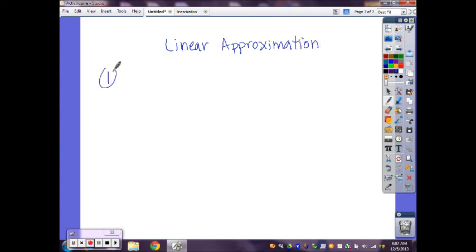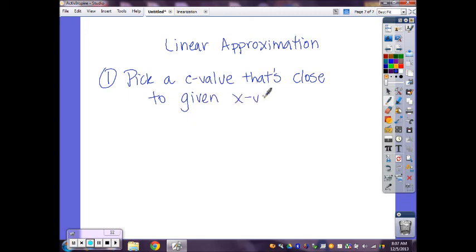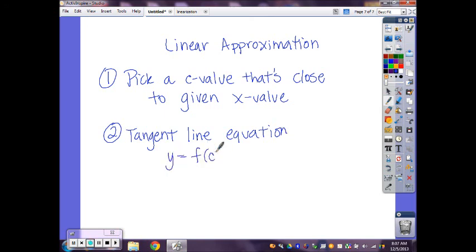First thing, you pick a c value that's close by. So that's when we chose c equals 16. So close to the given x value. Next, you find your tangent line equation at that c value. And that was where that formula, but it's not really a formula because you already know it, you've been working with it forever. Y equals f of c plus f prime of c times x minus c.